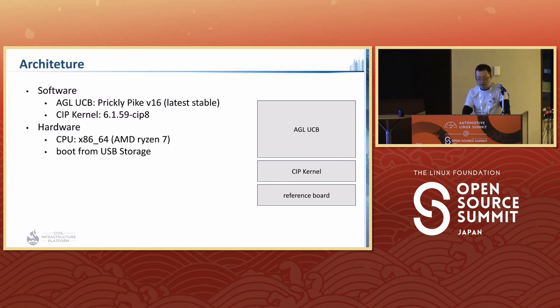The software and hardware used for this feasibility study are shown on the slide. UCB is version 16, the latest stable, and CIP is 6.1.59, CIP 8. The latest version is CIP 10, so it's a little bit old. The hardware CPU is an x86-64 AMD Ryzen 7. I used USB storage devices to simplify the development process, just simple.